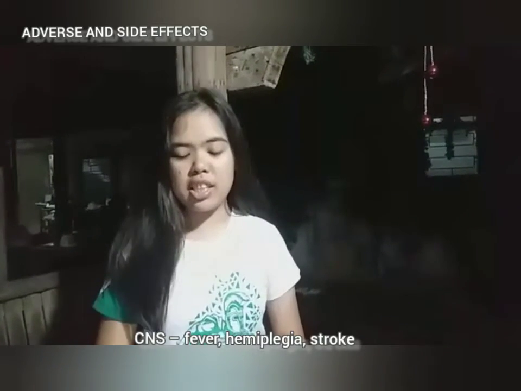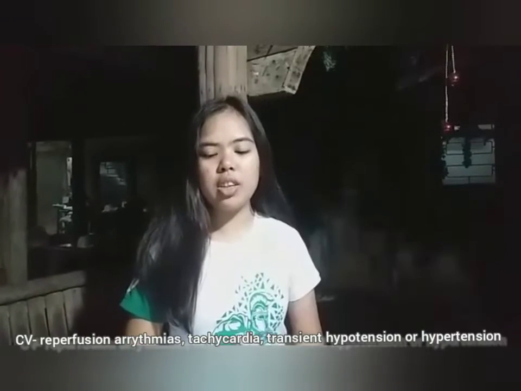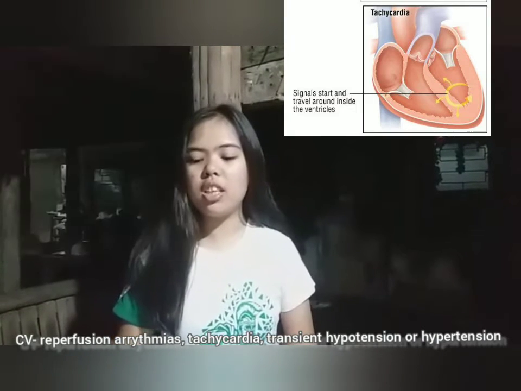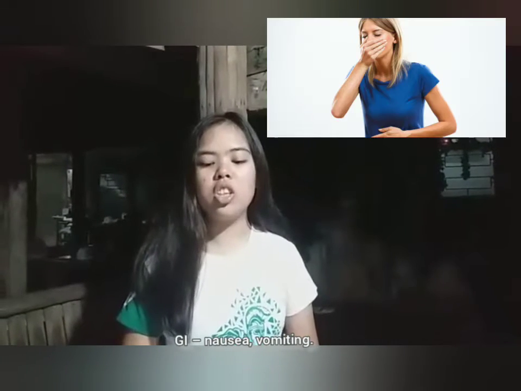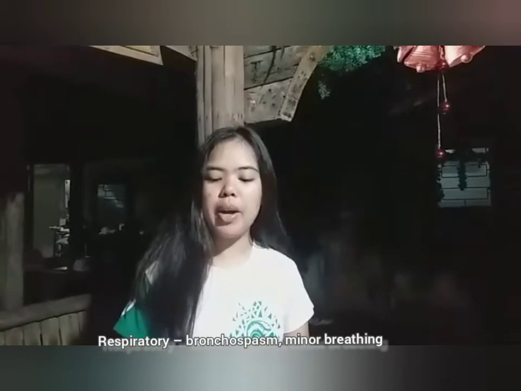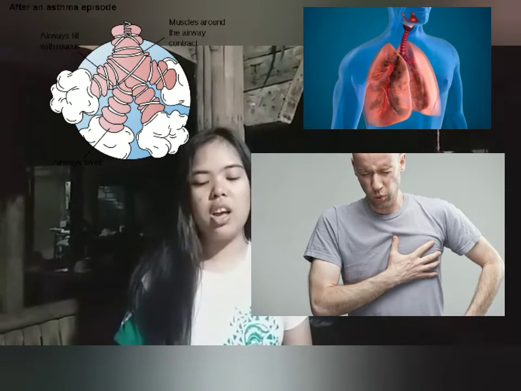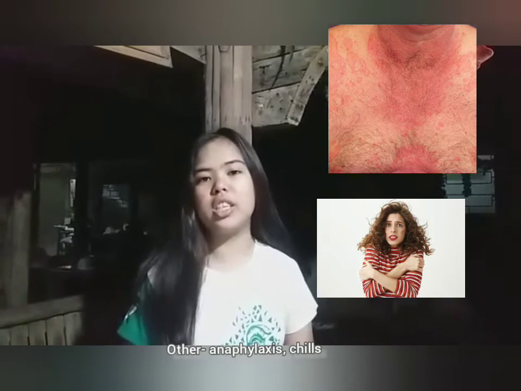For adverse and side effects, in the CNS are fever, hemiplegia, and stroke. For cardiovascular are reperfusion arrhythmias, tachycardia, transient hypotension, or hypertension. For GI are nausea and vomiting. For hematologic, bleeding. For respiratory are bronchospasm and minor breathing difficulties. For skin are phlebitis and rash. And for others are anaphylaxis and chills.